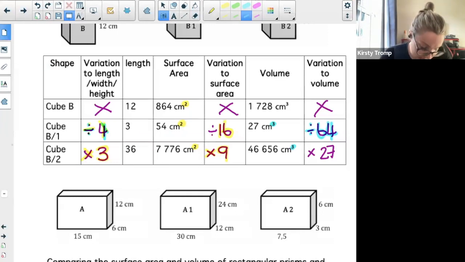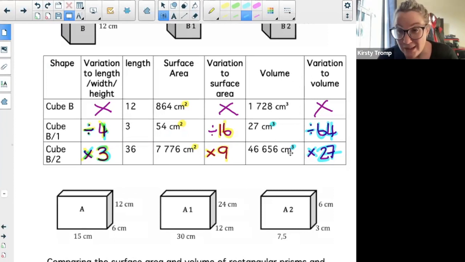Let's do the 3's. Then we multiplied everything by 3. 3 cubed, or 3 times 3 times 3, gives you 27. So we need to be careful, guys. When we're doing surface area and volume, if you multiply the sides by a certain factor, it doesn't mean that your surface area is also going to be multiplied by the same thing.